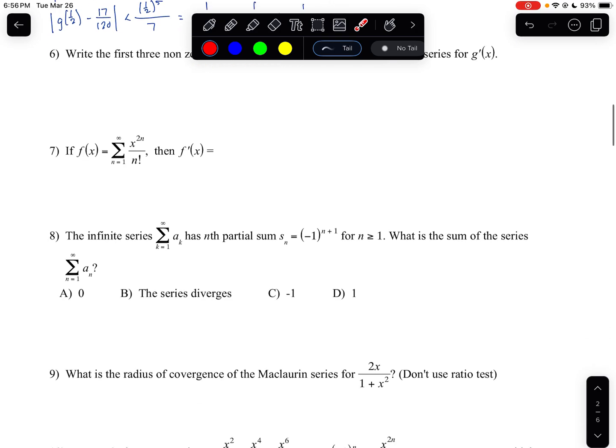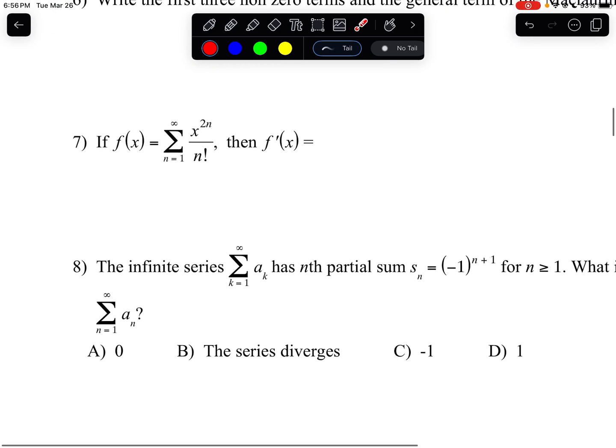Okay, 7. Similar question. If f of x is given here, then find f prime of x. Just to illustrate, if I build out the series for f of x, we're starting with n equals 1. I plug in 1, I get x squared over 1 factorial.